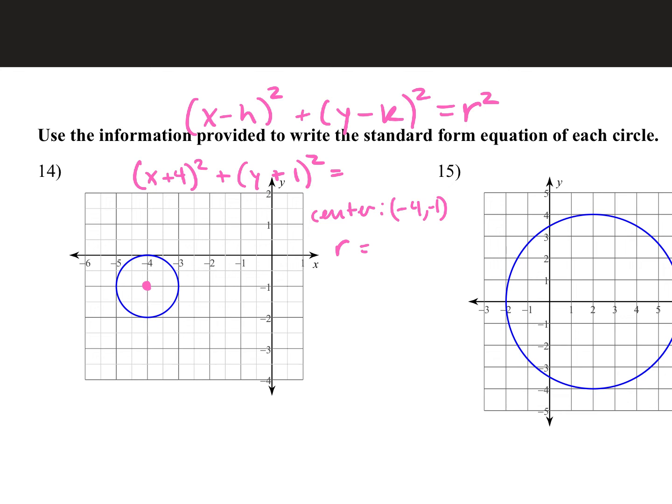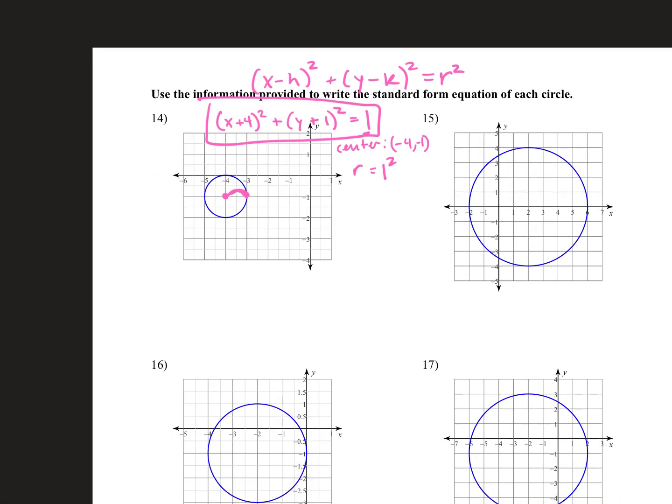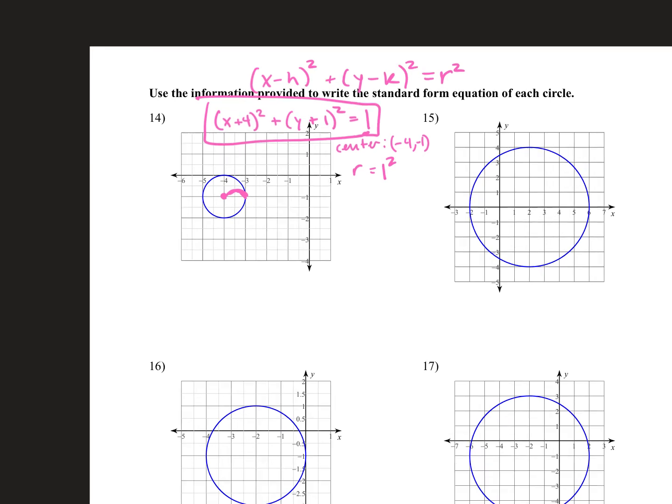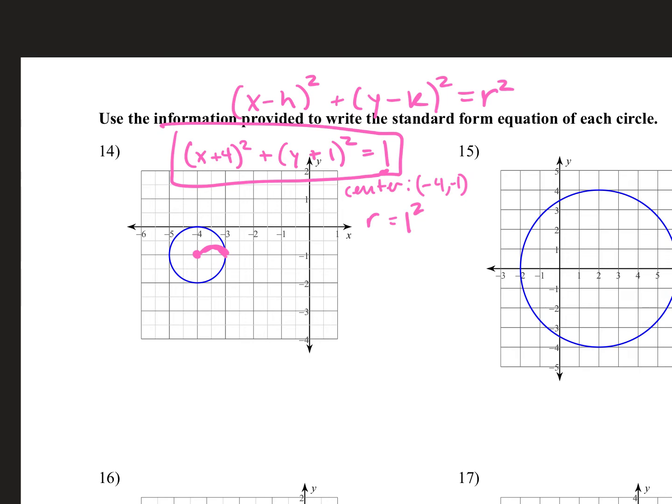All right, our radius is what? 1. Be careful here, because even though it looks like 2 tick marks, we're going from -4 to -3. So our radius is 1. So when we plug it in, we have to do 1 squared. And what's 1 squared? 1. So this is our equation of the circle. Any questions there?